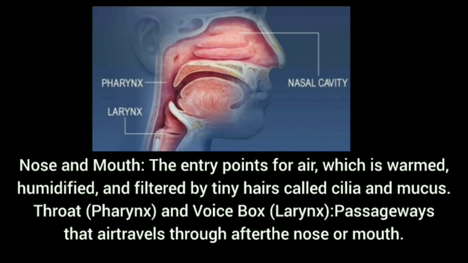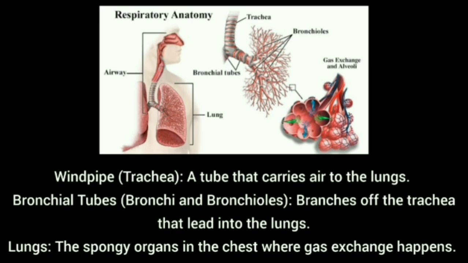Next, pharynx and larynx. This is the passageway that air travels through after the nose and mouth. These are the passageway between the nasal cavity and the trachea. Next, trachea. It is also called the windpipe, a tube that carries air to the lungs. From the larynx, it carries the air to the bronchi.